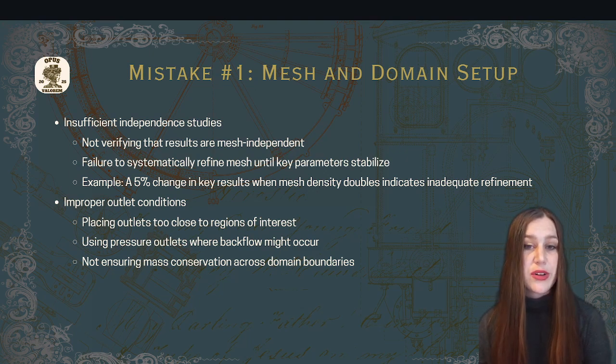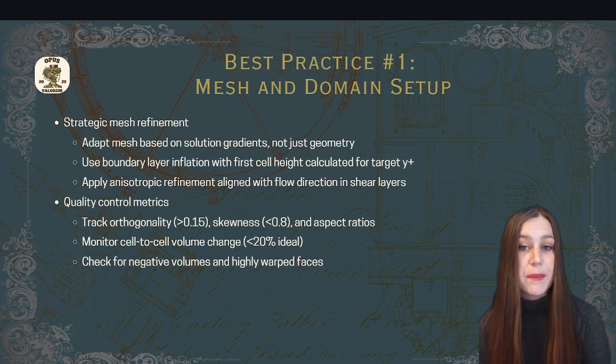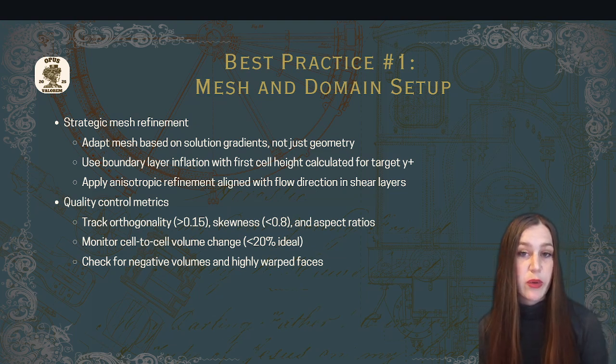The best ways to address these errors are with strategic mesh refinement, where you adapt the mesh based on the expected solution gradients, not just the geometry. Your boundary layer inflation should be based on your first cell height, which is calculated for a targeted Y+ treatment. Then you can address flow-specific requirements for stability and solution fidelity.